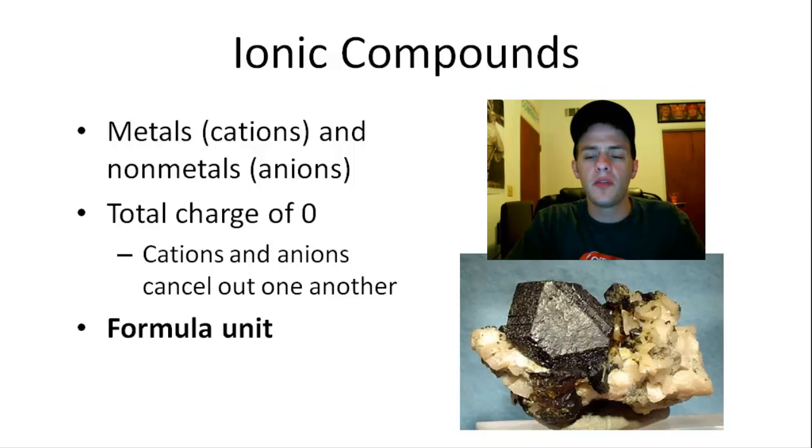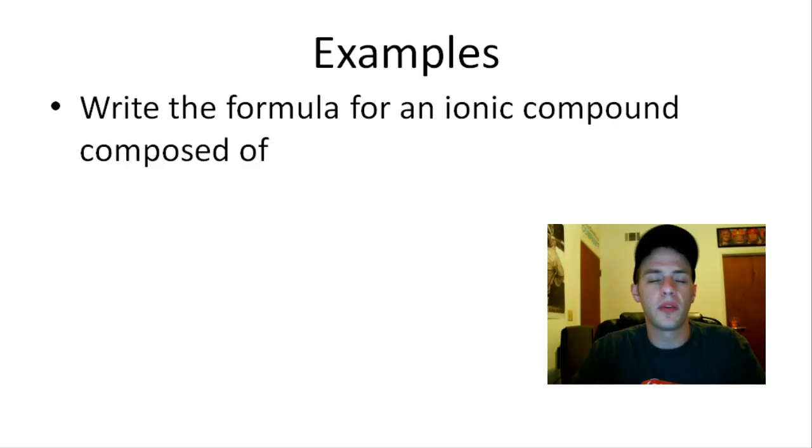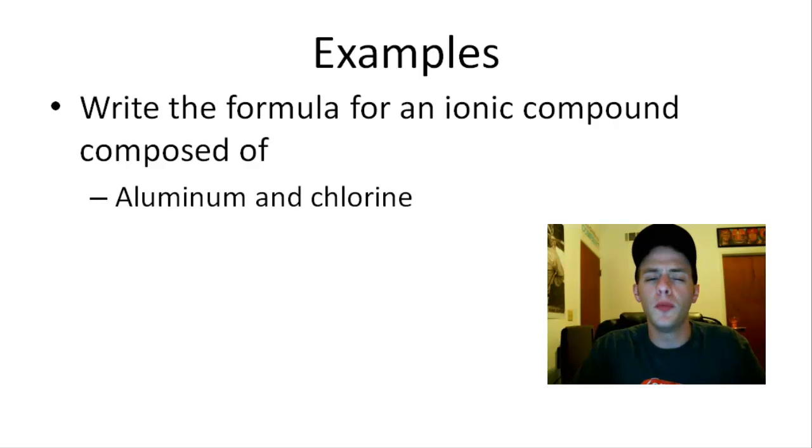So with that in mind, let's do a couple of examples of writing formulas for ionic compounds. Let's start by writing a formula for an ionic compound that's composed of aluminum and chlorine. So remember that aluminum and chlorine both form ions that have predictable charges.